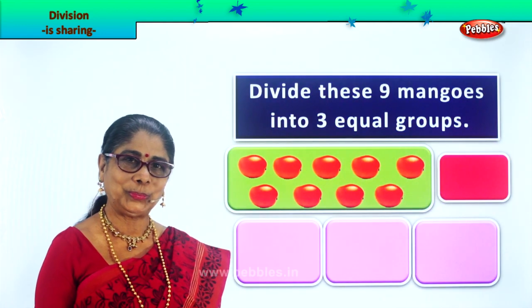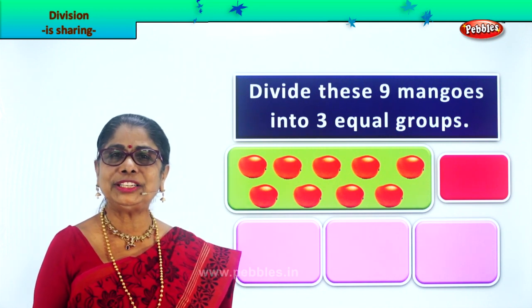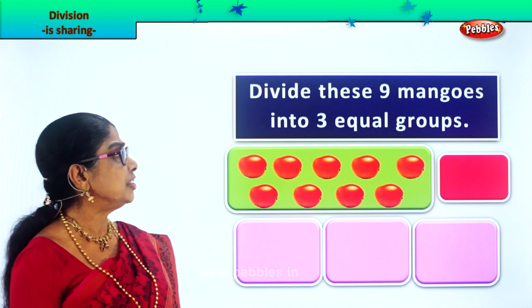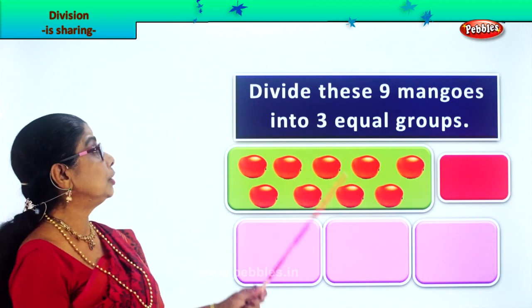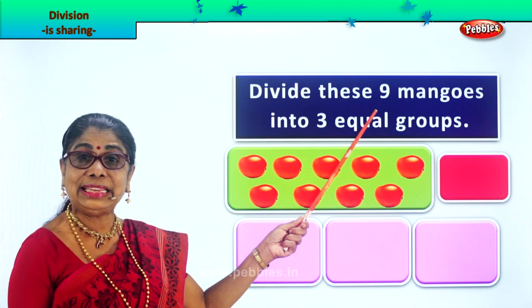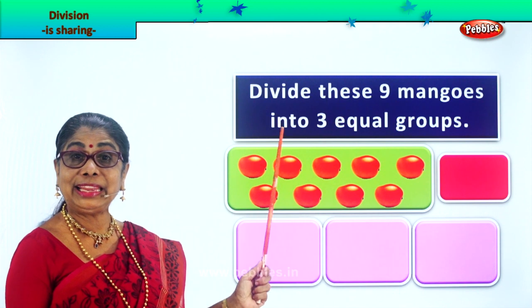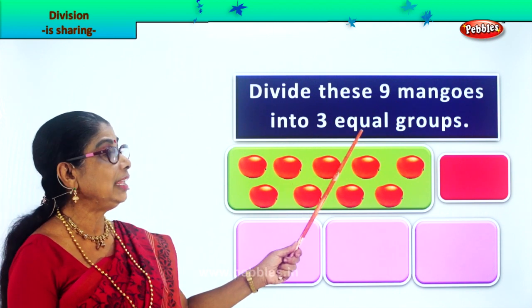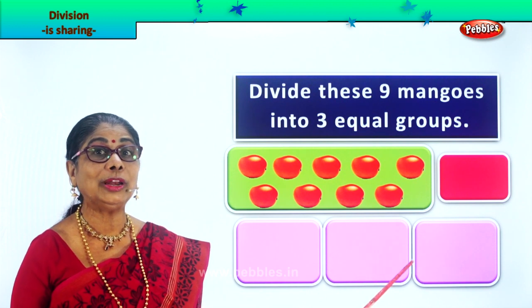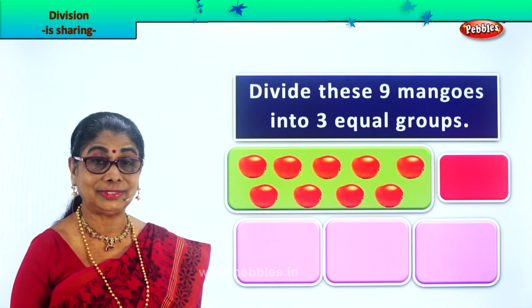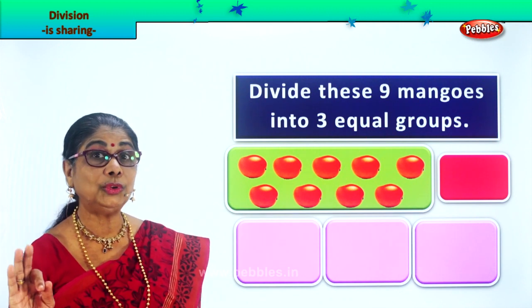Look at this. Isn't it colorful? Yes. What is division? Division is sharing. Let's read the sum given to us on the top. Divide these 9 mangoes into 3 equal groups. So we're going to share the 9 mangoes equally into 3 groups.